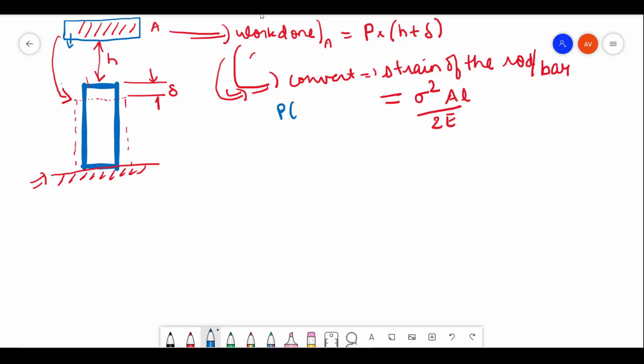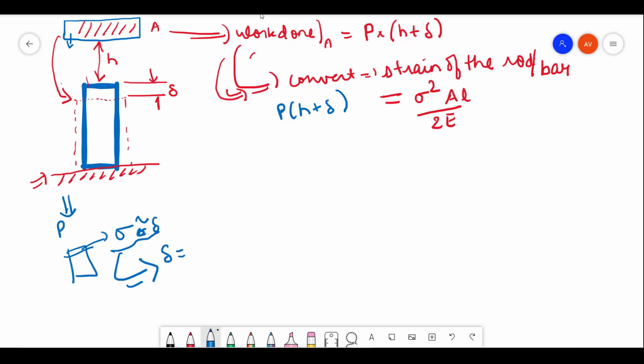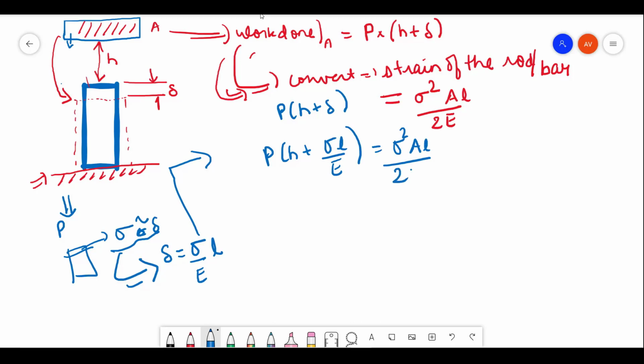Let me write it down here. P into (H plus delta) is this quantity. When you apply the load P, there is some deformation and some stress caused here, so that stress and deformation can be related. Therefore delta is equal to sigma by E into L. Utilizing this, P into (H plus sigma L by E) is equal to sigma square AL by 2E.